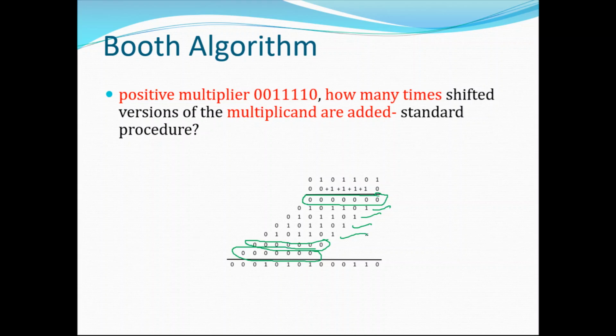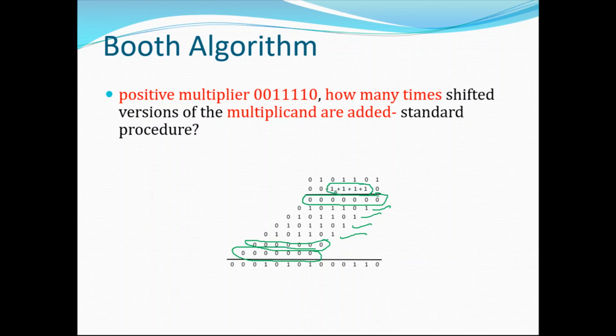So is there any way to reduce this? That is the intuition behind Booth's algorithm. If you reduce this, the processor's efficiency will increase and the speed at which it executes will increase. To reduce that, Booth observed why it is 4, and not 3 or 2 or 1: it is equal to the number of ones in the multiplier.